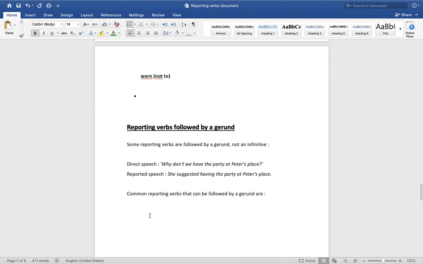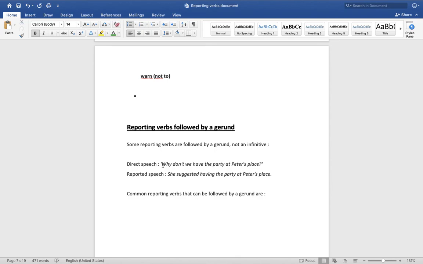Okay. Last but not least, reporting verbs followed by gerund. Some reporting verbs are followed by gerund, not an infinitive, okay? So here you have the whole process, right? So let's imagine someone says, literally, direct speech, why don't we have the party at Peter's place, ¿vale? ¿Por qué no celebramos o no hacemos la fiesta en casa de Peter? Why don't we have the party at Peter's place?